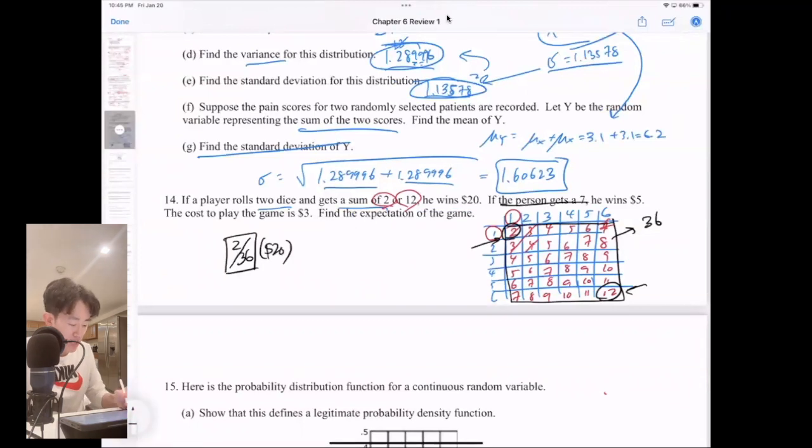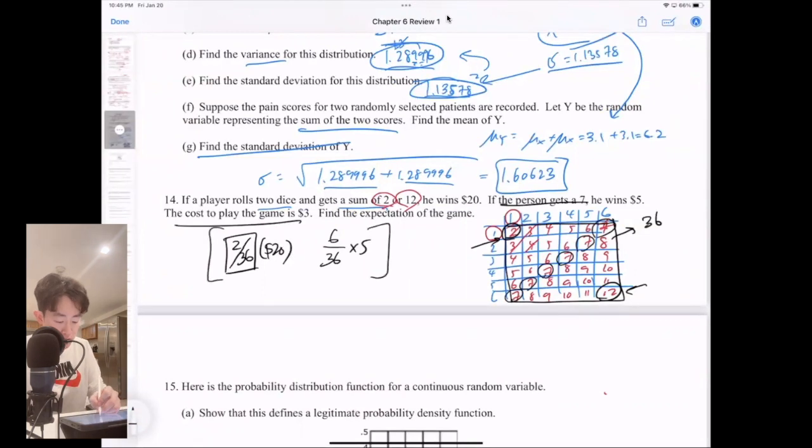If the person gets 7, that's 1, 2, 3, 4, 5, 6. That's 6 out of 36 times a chance that the person can win $5. The cost to play the game is 3. So summing them up should give you what we like to call the profit, or not the profit, but how much money you're going to get from this game. But you have to pay the $3, which means you simply have to subtract the 3 at the end.